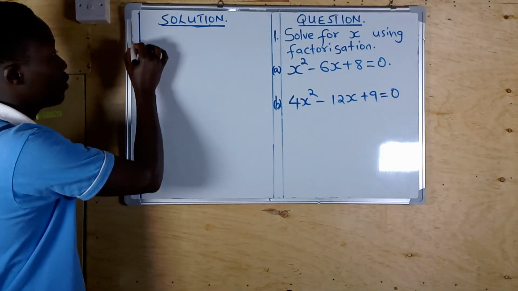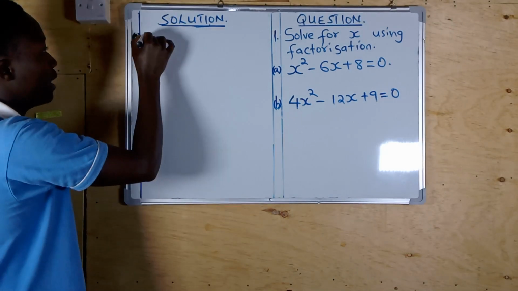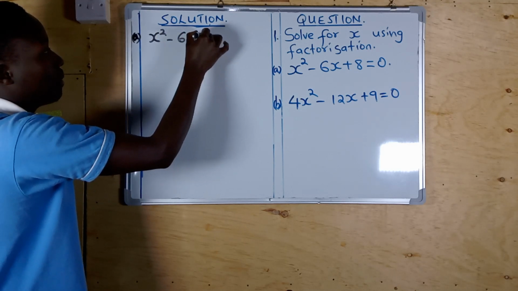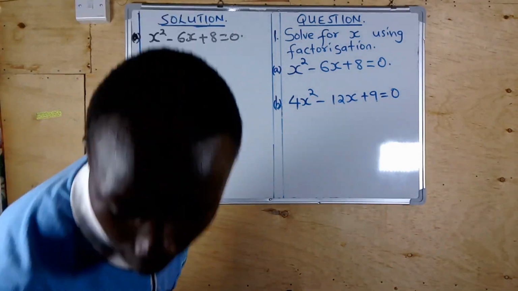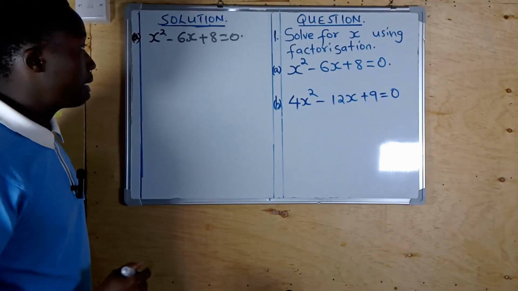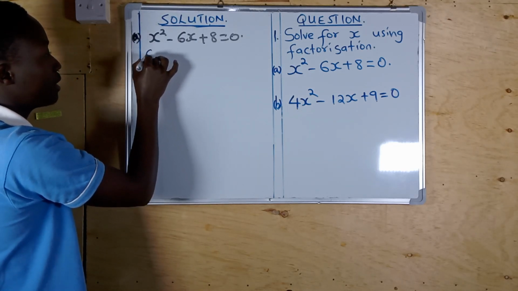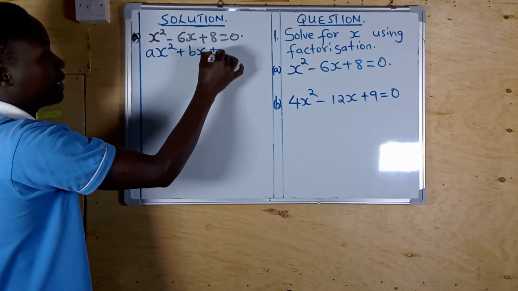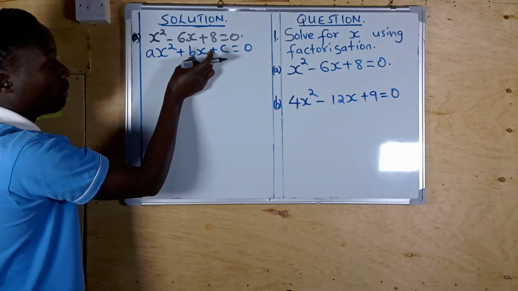So the solution of our first question A is x squared minus 6x plus 8 is equal to 0. Let me change my pen. So this is the question we are supposed to solve. What we need to understand is that this is a quadratic equation, and a quadratic equation is said to be in this form: ax squared plus bx plus c is equal to 0. The highest degree being 2, then followed by the degree of 1, then followed by the degree of 0.